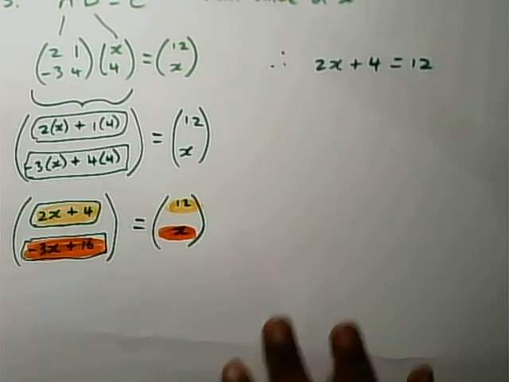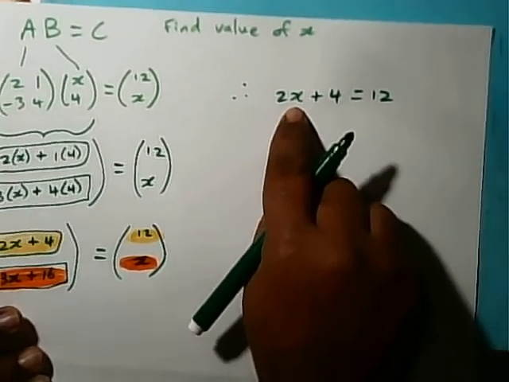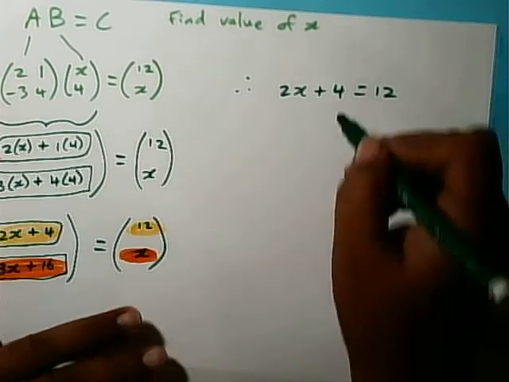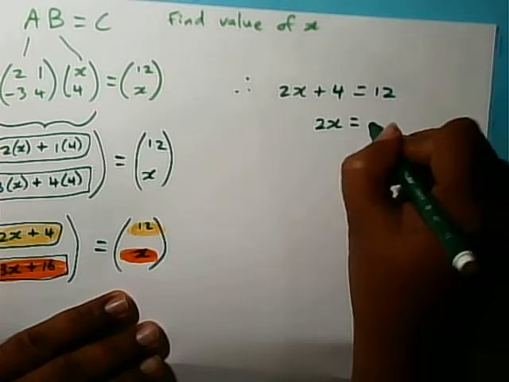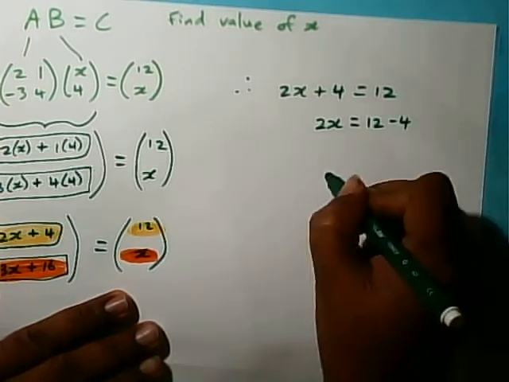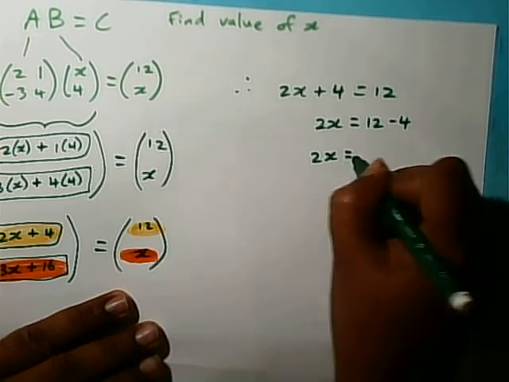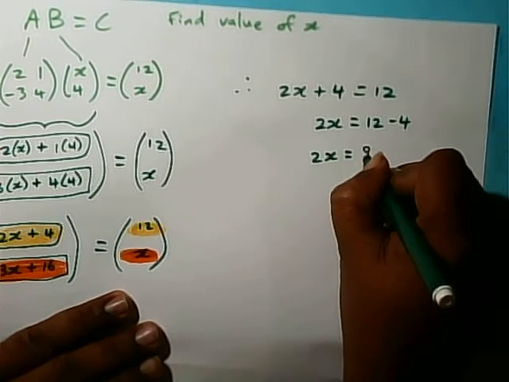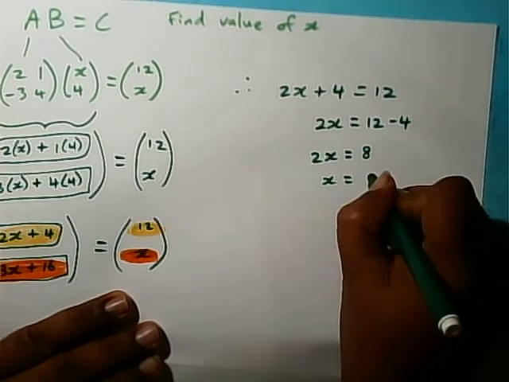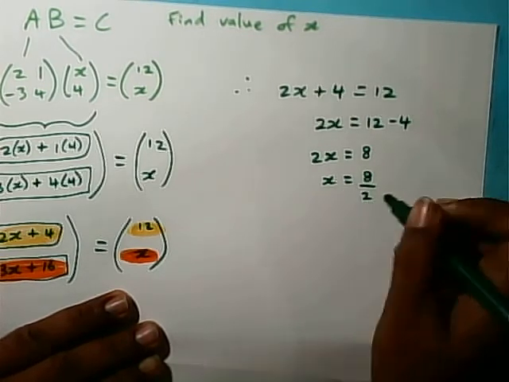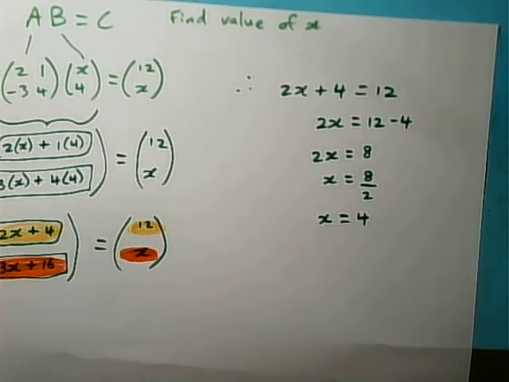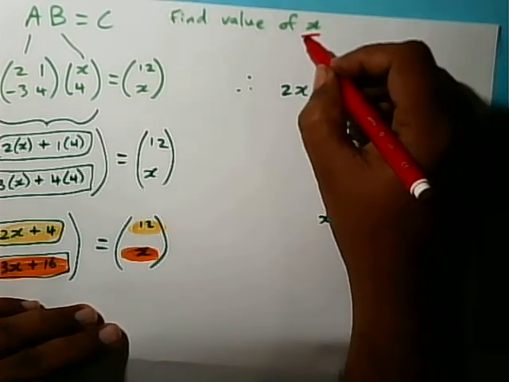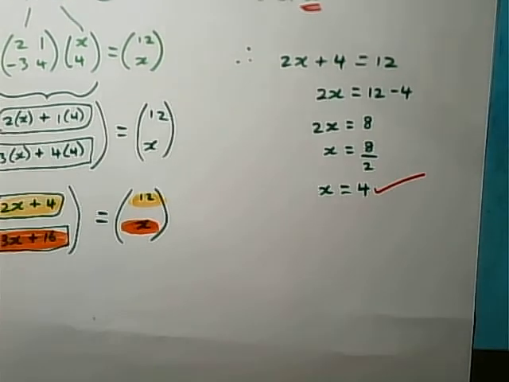Remember, as long as you have an equation with just one unknown, you can solve it. Here we take the plus 4 and carry it across. We end up with 2x is equal to 12 minus 4. 2x is equal to 12 take away 4 is 8. X is equal to 8 over 2. X should be equal to 4. So I think that is it. We had to find the value of x, and we did. X is equal to 4. We already finished.